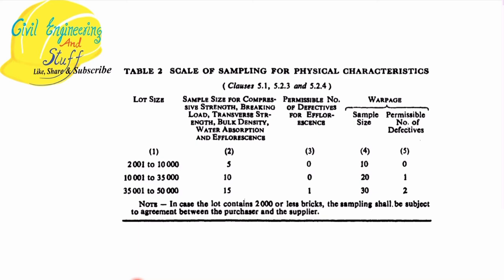Again, if the size of the lot is 35,001 to 50,000, then we will take 15 samples, and in this one is permitted to be defective. For wattage, if the lot is of size 35,001 to 50,000, the sample size is 30 with a permissible defective piece of 2, right? So we will take these 5 samples, 10 samples, 15 samples, and these samples will be used for the respective testing purposes.